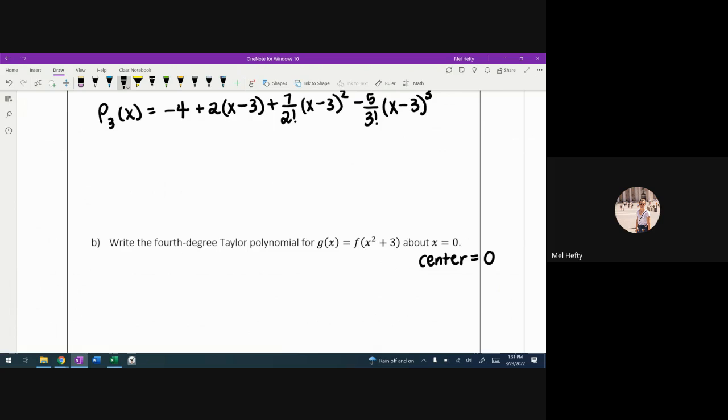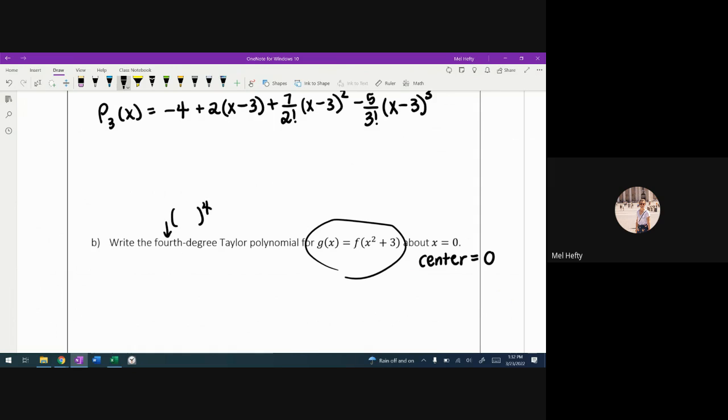A Maclaurin polynomial, that fancy Scottish mathematician instead of Brook Taylor. And then 4th degree, what does that mean? Yeah, we're going to have something to the 4th power. Now, this seems a little weird, and it also seems like something I don't really want to do by taking 4 derivatives.